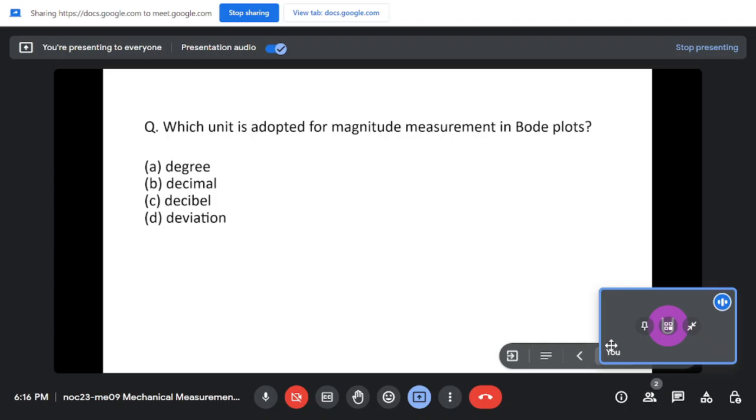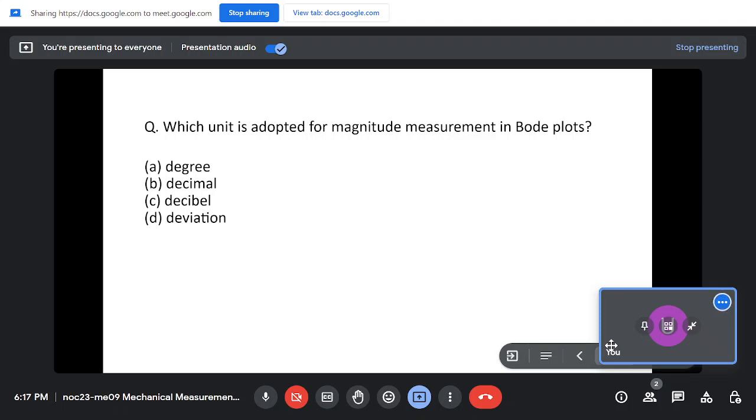So moving to the next question, we have: which unit is adopted for magnitude measurement in Bode plot. I think we have already seen a question regarding what is expressed in magnitude in Bode plots. So here we have been asked what is the unit which has been used in the magnitude measurement in Bode plots. The options are A degree, B decimal, C decibel, D deviation.